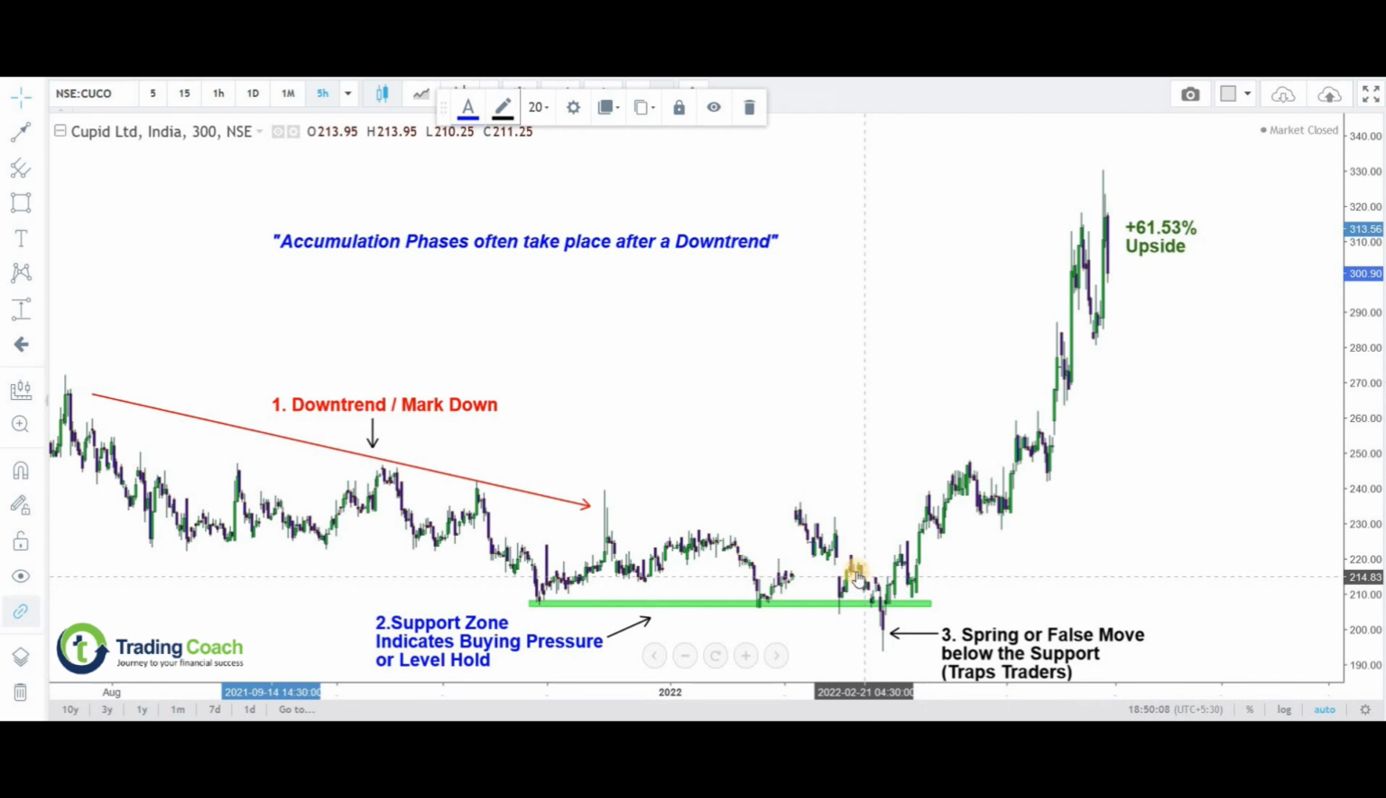So like this, here what happened is, the prices just went below the support zone. It broke the support zone, but quickly it bounced up, right? So you can see a nice false move below the support. And this particular false move has also trapped traders. All the traders who thought the prices were going to break the support zone, all those traders who have taken short positions, they are completely trapped in the market.